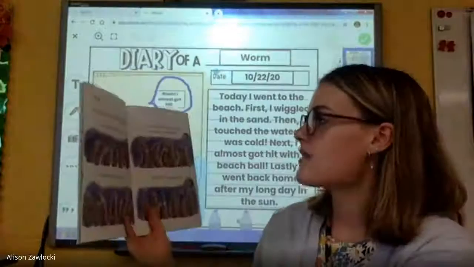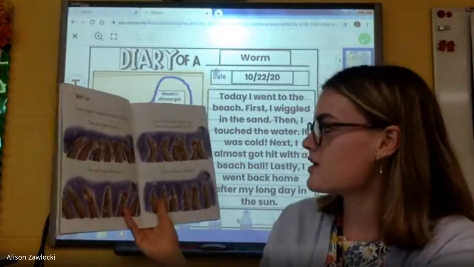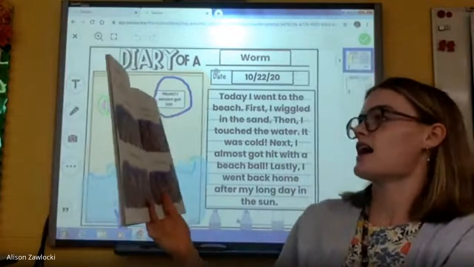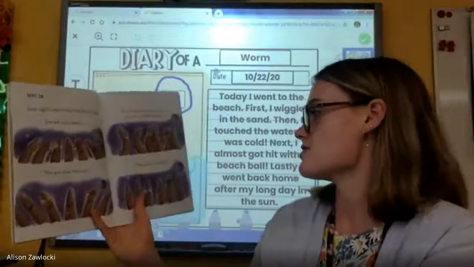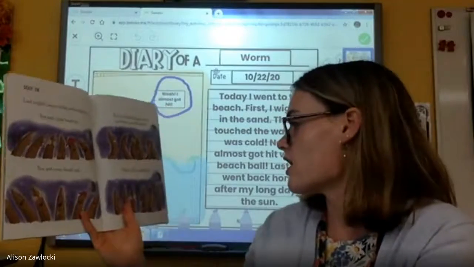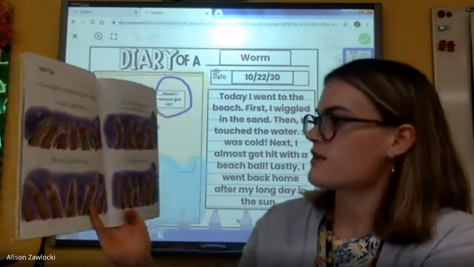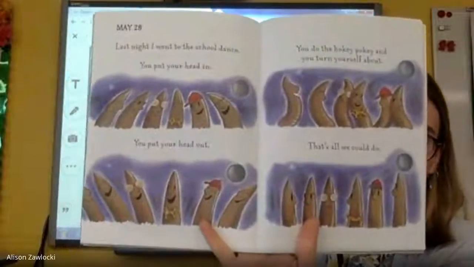May 28th. Last night I went to the school dance. Put your head in, put your head out. You do the hokey pokey and you turn yourself about. That's what we all could do. So they did a dance. They did the hokey pokey today.